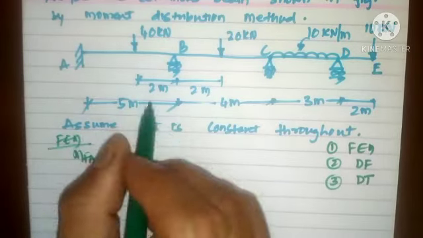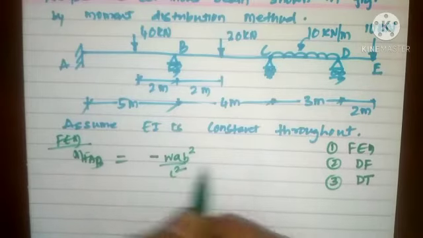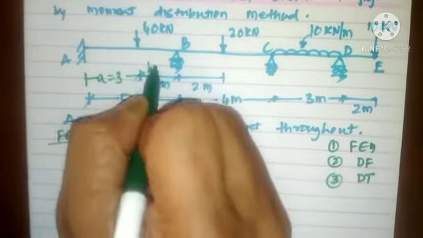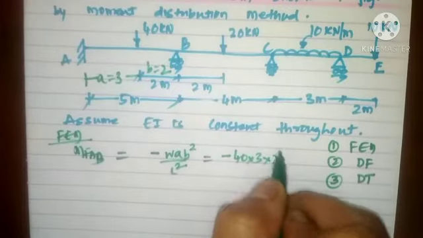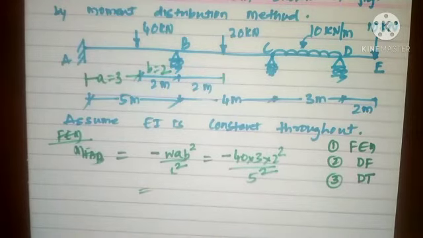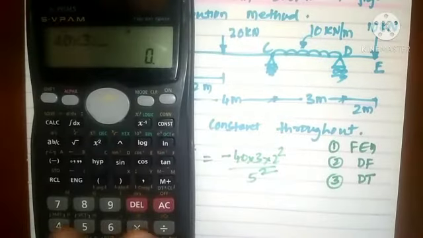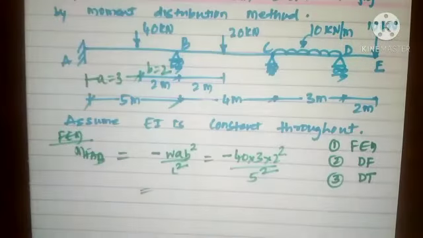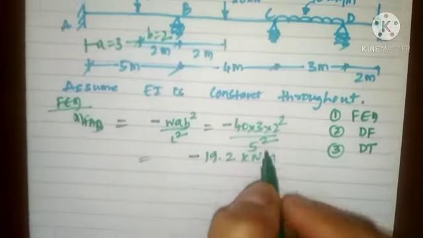MFAB, for the first span AB, the formula will be minus W a b square divided by L square. So a will be 3 meter here and b will be 2 meters. So minus 40 into 3 into 2 square divided by 5 square, which is 40 into 3 into 4 divided by 25, and the value will come as minus 19.2 kilonewton meter.